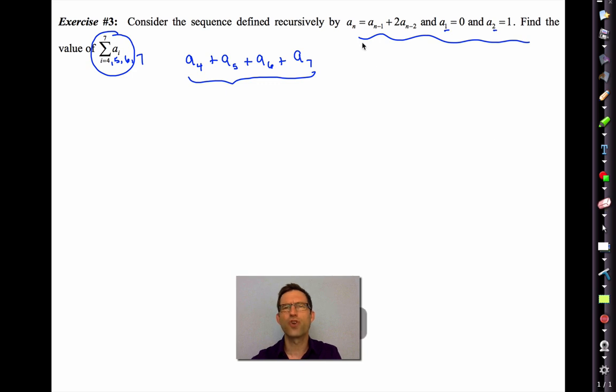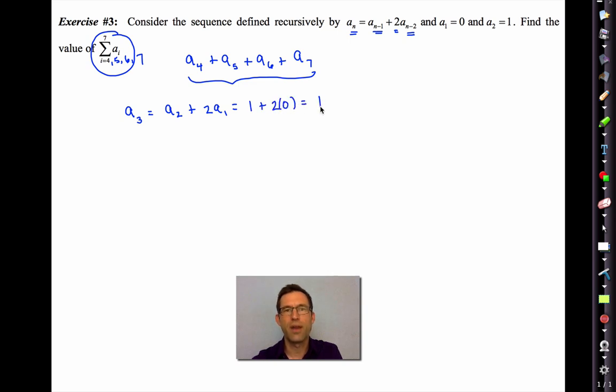So how do I interpret this rule? What does this rule say? It says, to figure out any element of the list, I take the previous one and add 2 times the one before that. So let's see if we can do this to get A3. A3 is going to be A2 plus 2 times A1. What was A2? A2 was 1. A1 was 0. So I'll find A3 is 1.